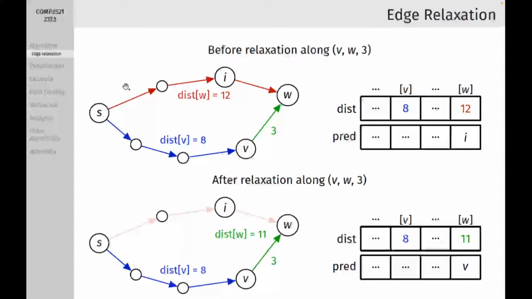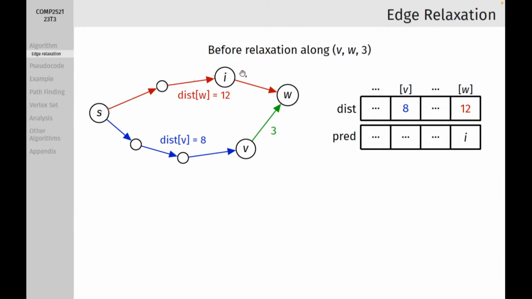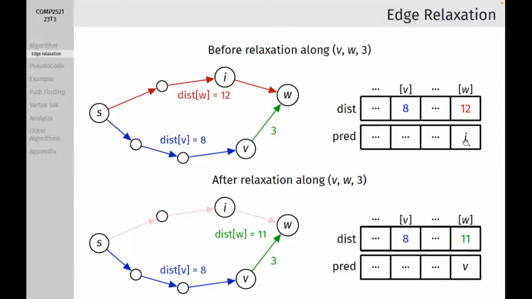Before we performed edge relaxation, this was the shortest path to W, and the predecessor of W was I. After we perform edge relaxation, this is now the shortest path from S to W, and the predecessor of W is V.